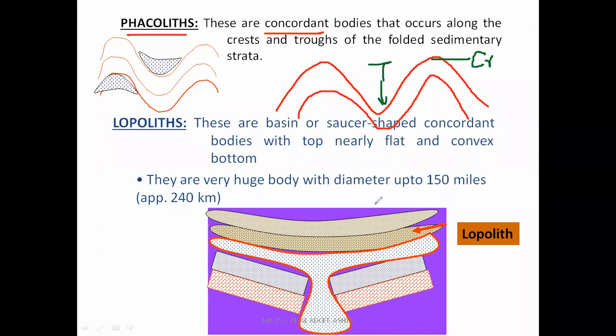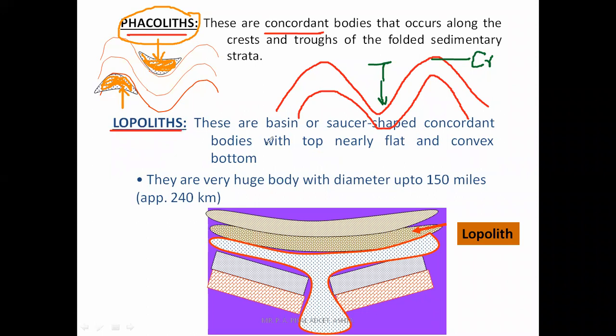Generally, in these troughs and crests, like here, in the trough this rock is formed, and in the crest this igneous form is formed. Such forms which develop at the trough and crest are considered phacoliths. Okay. Now another form is there, known as the lopoliths.